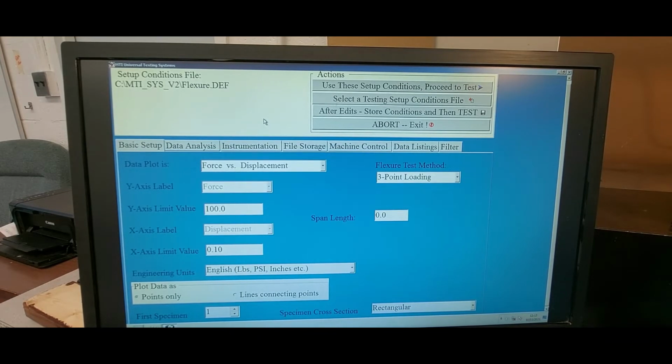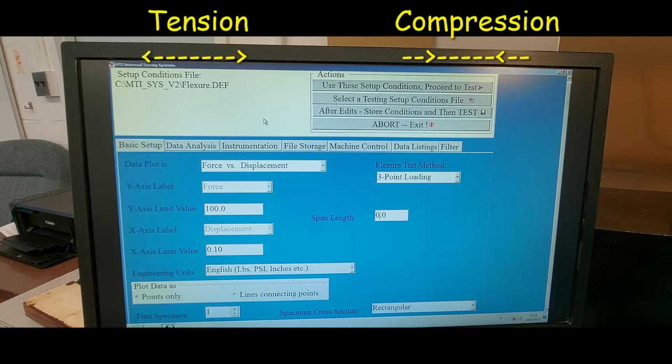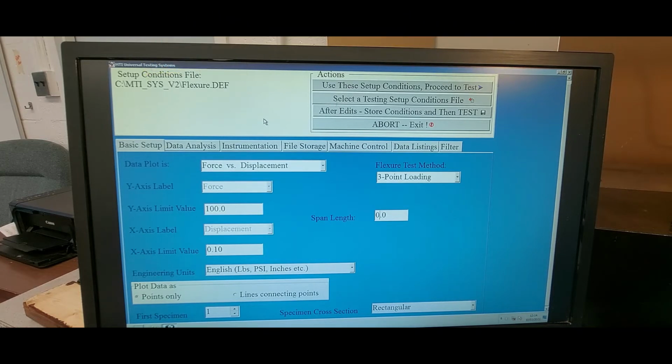The screen that we're looking at is the MTI Universal Testing System Control. It is capable of performing a variety of tests such as tension and compression. However, today we have selected the flexure test. As you can recall, in our previous labs, the machine was set to perform tension tests. With the appropriate test fixtures, a universal testing machine allows us to perform a variety of tests.